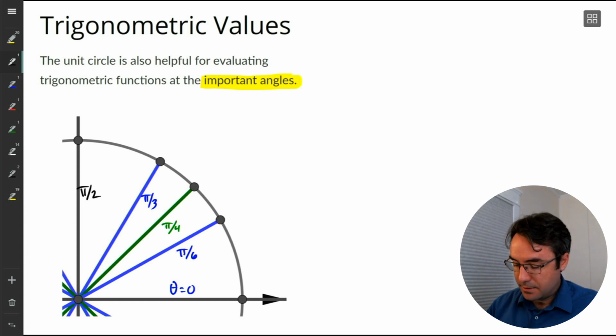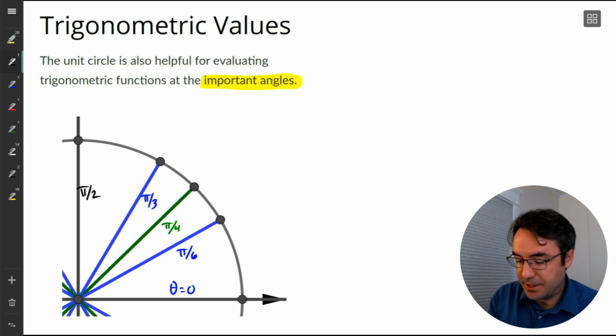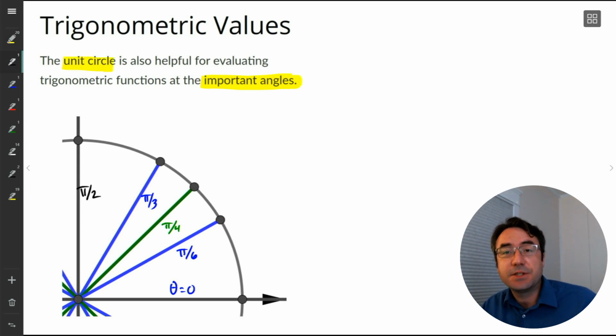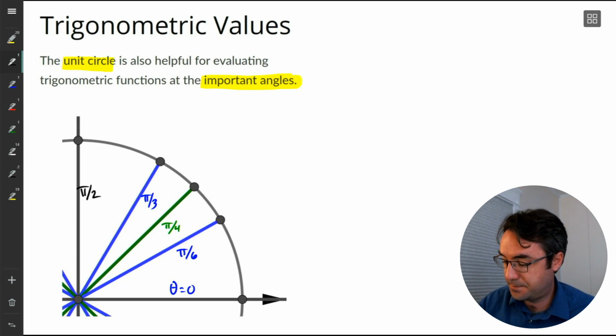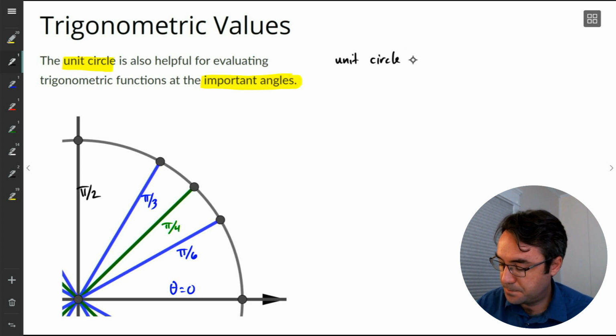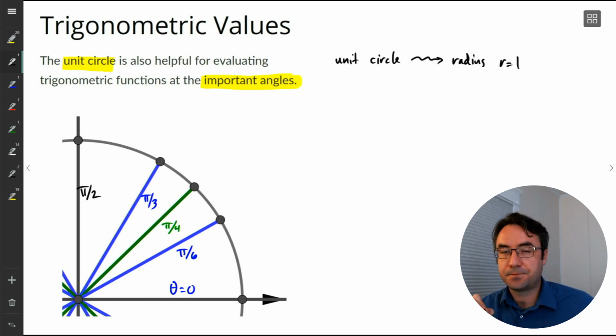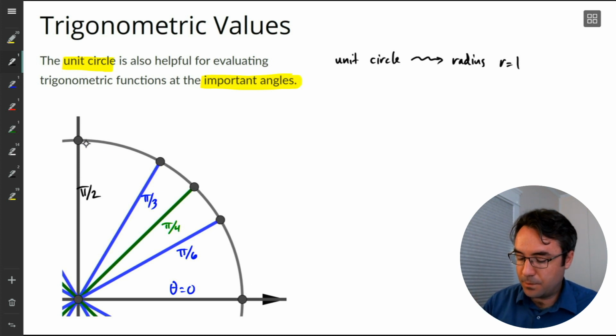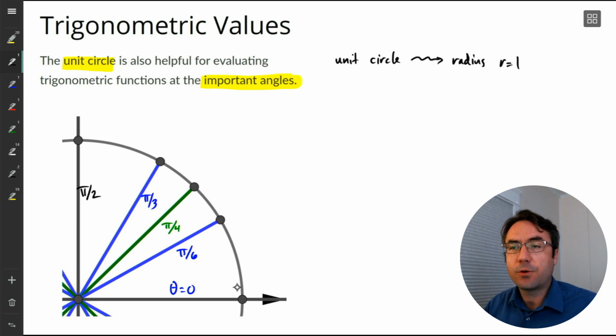All right, so this is the unit circle. So that's a key thing to note here. This is the unit circle. And what we mean by the unit circle is the circle with radius 1. All right. So we want to know the coordinates of each of these points, essentially. And the coordinates of our points would give us x, would give us cosine and sine.